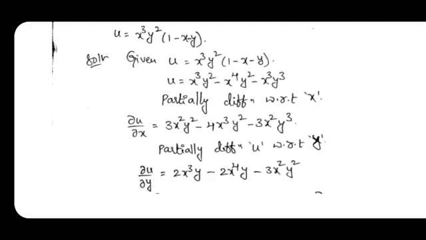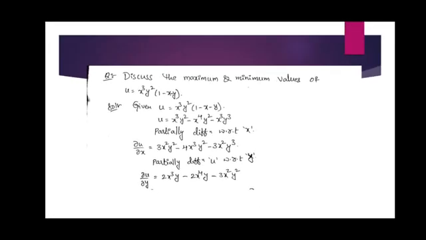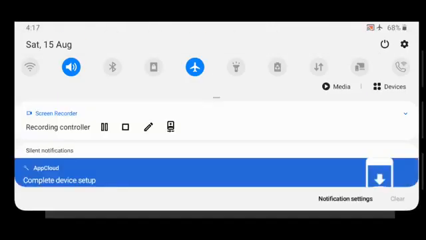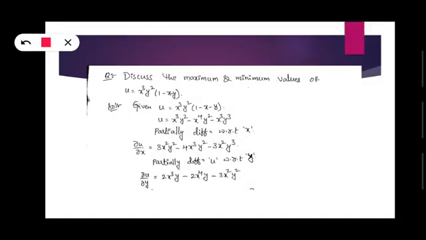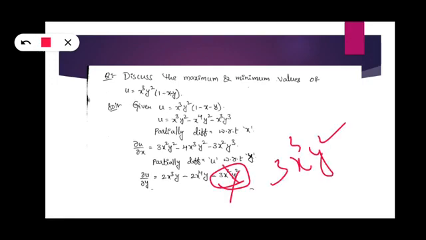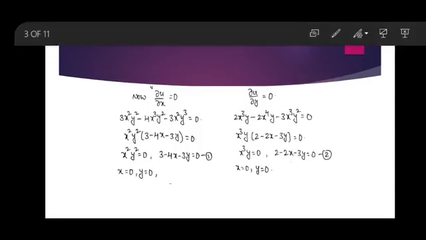X cube is constant. Here y cube will be 3y square. So here we get 3x cube y square. So dou u by dou y is equal to 2x cube y minus 2x power 4 y minus 3x cube y square.